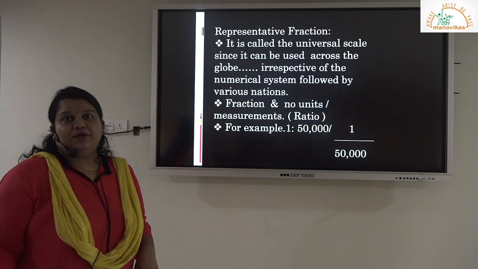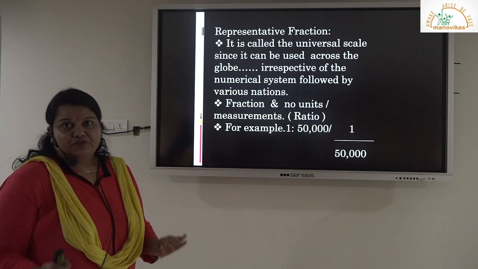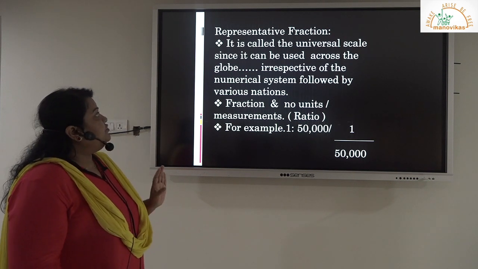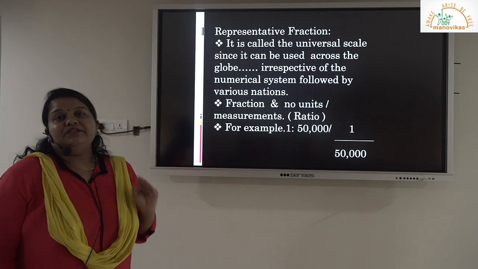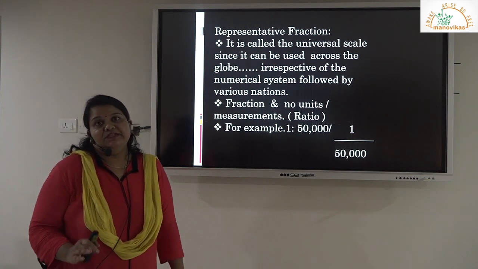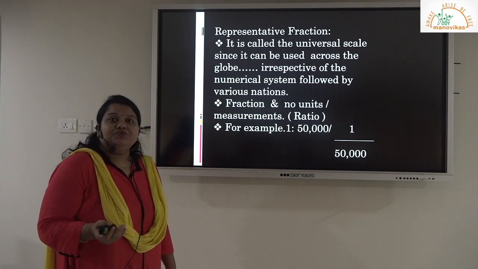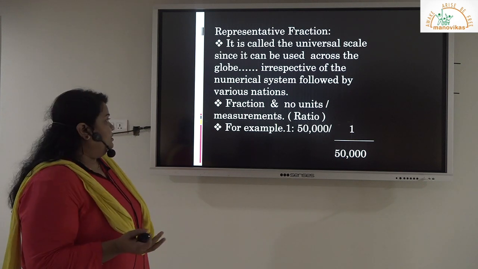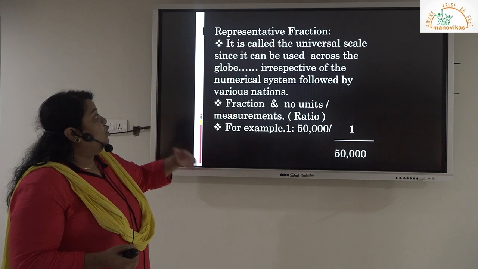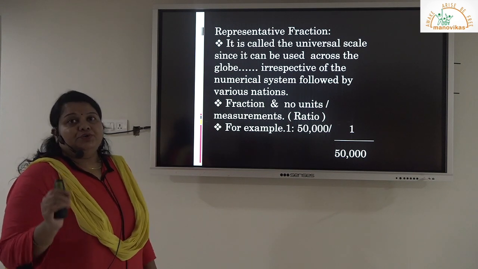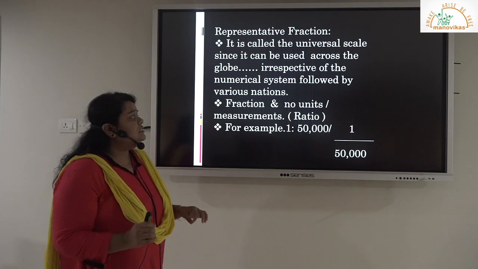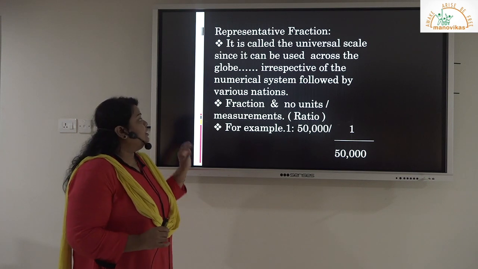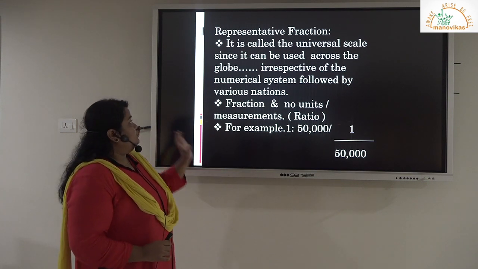Okay. The next type of scale is your representative fraction. Now this representative fraction is also known as universal scale because it is universally accepted. And why is it universally accepted? Because it is not following any units, or it is not dependent on any particular unit system. It is just a fraction and it is just a ratio.